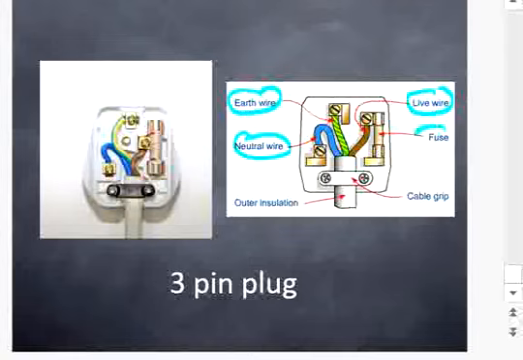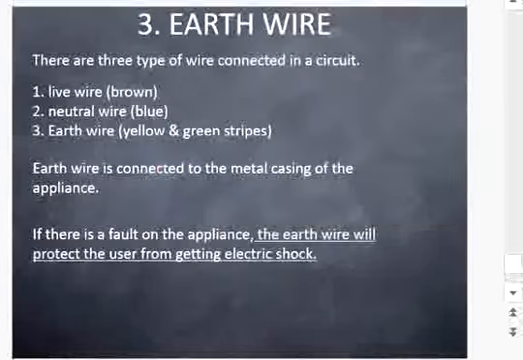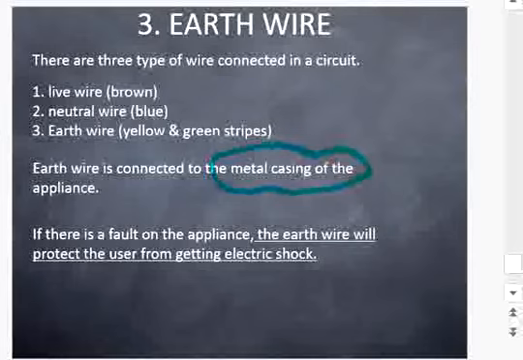And here is the fuse that is connected to the live wire. The fuse must be connected to the live wire. Okay. So the earth wire is connected to the metal casing. This is very important. The earth wire is connected to the metal casing of the appliance.